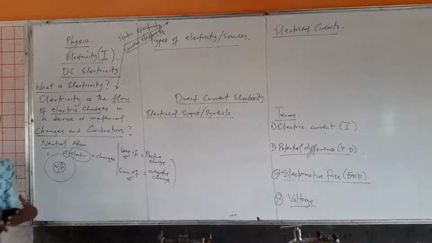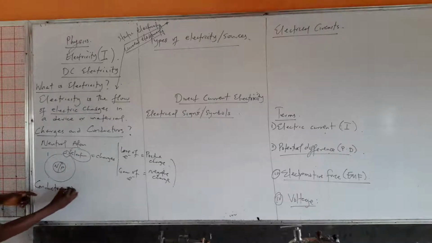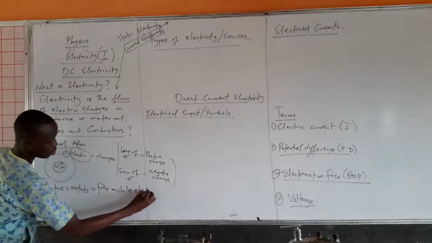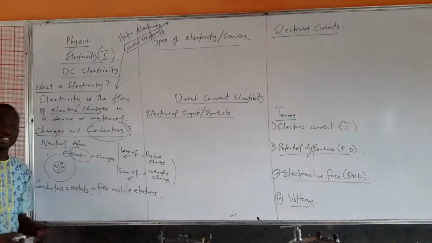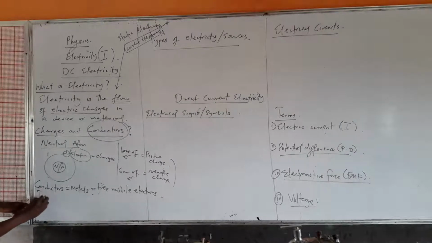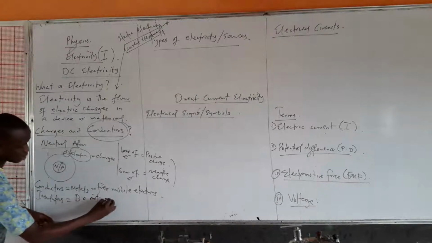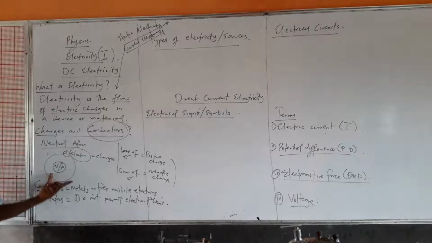Now these electrons are free to move in some materials. For example, in conductors. Conductors, mostly metals, have free mobile electrons. So they permit electricity to move in them. Conductors are materials that can permit electricity to flow in them. Why? Because they have free mobile electrons on their surfaces. But insulators, on the other hand, do not permit electron flow. So for insulators, you have no flow of electricity. For conductors, you have free flow of electricity because they have free mobile electrons. But for insulators, you have no free flow of electricity because the electrons are not permitted to move.